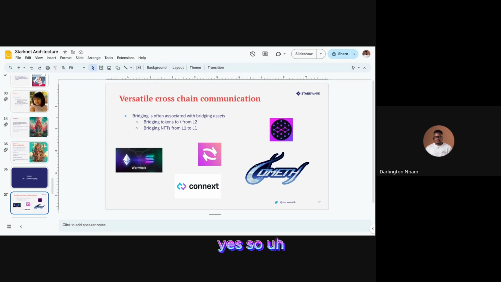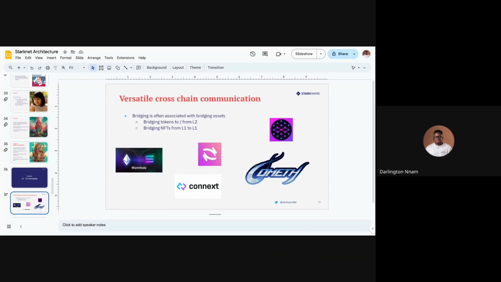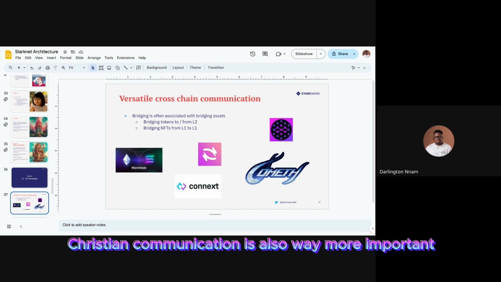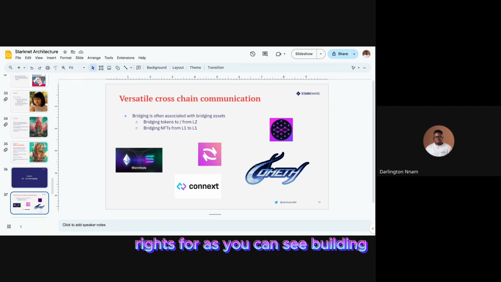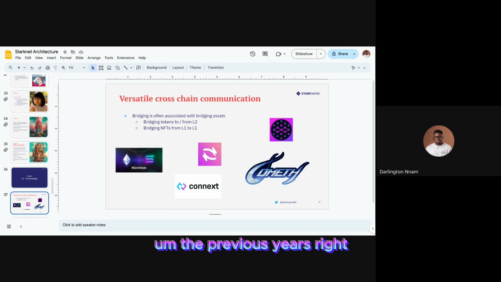Yeah, so we were going to look into L1 to L2 messaging. And as I was saying, bridging is something that we've come to recognize as very important in the ecosystem. Cross-chain communication is also way more important. But as you can see, building sustainable bridges is actually super hard, and proof of this is the numerous hacks that have happened in previous years.